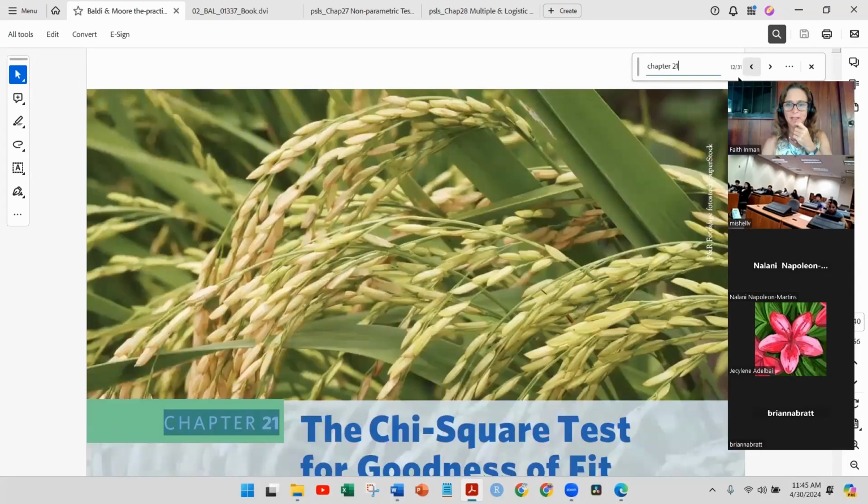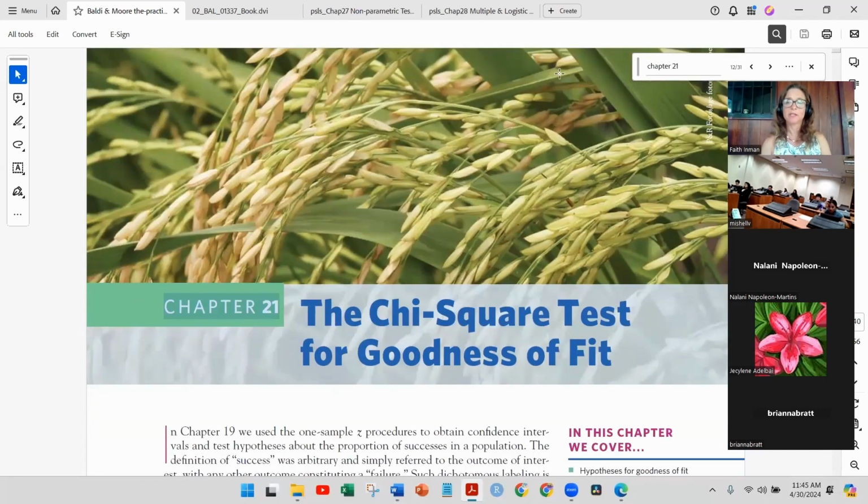Chapter 21, the chi-square test. Remember, there were two chi-square tests that we did. There was the goodness of fit test and the test of association. That's why there are two chapters, one for each. And they are explained in plenty of detail to fully understand them.